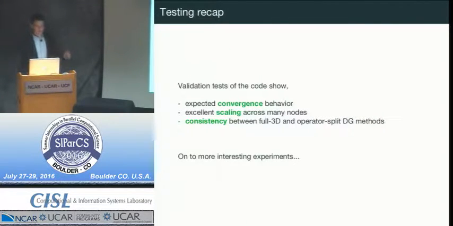So, quick recap. We have this code. We tested that it has the expected convergence behavior and the expected scaling. And we see so far consistency between the full 3D and the split ways of writing down discontinuous Galerkin. So let's now look at some more interesting numerical experiments.